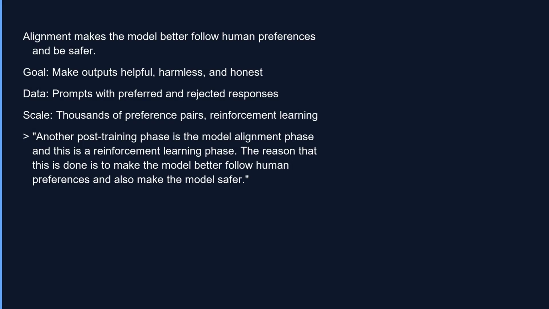Alignment makes the model better at following human preferences and safer. Goal: make outputs helpful, harmless, and honest. Data: prompts with preferred and rejected responses. Scale: thousands of preference pairs, using reinforcement learning.